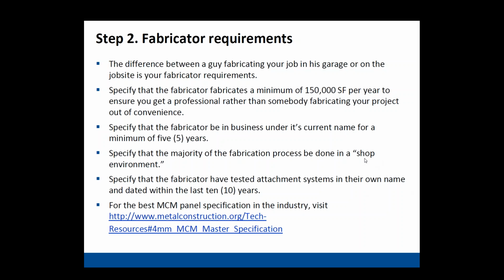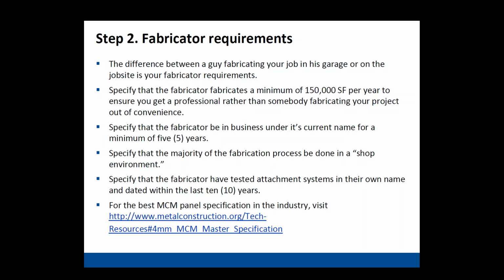The second step is, in addition to the sheet manufacturers, another important part of your specification should be the fabricator requirements. The sheet manufacturers, all they provide is a sheet of material on a skid for somebody to work their magic with and fold it and bend it into your job site specific size and condition. So the only difference between a guy that's able to fabricate these great sheets of material in his garage and a high-rise office building is your specification requirements.